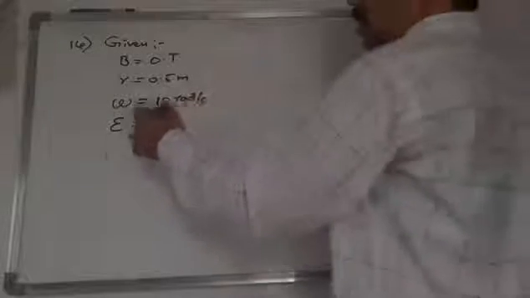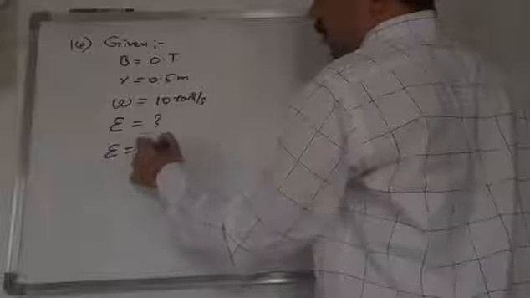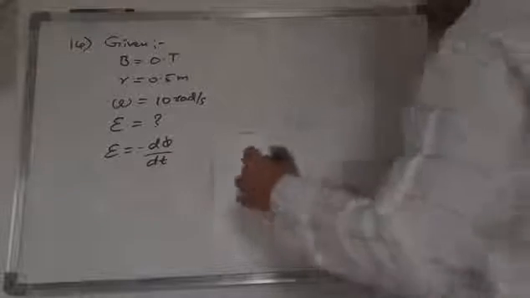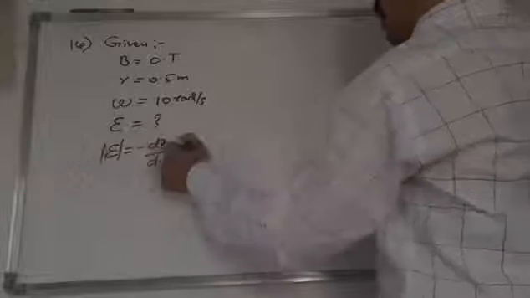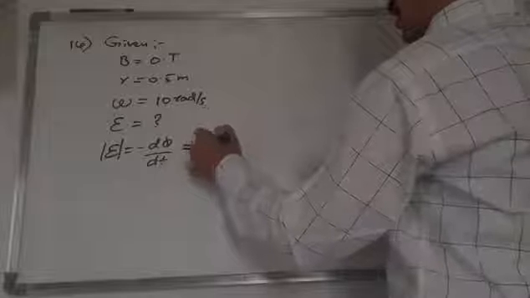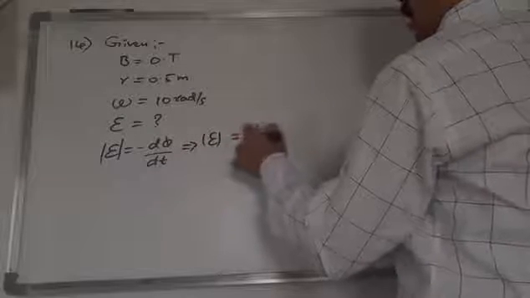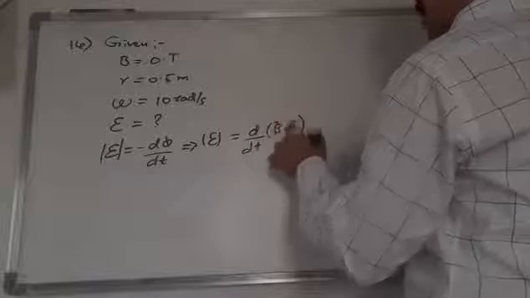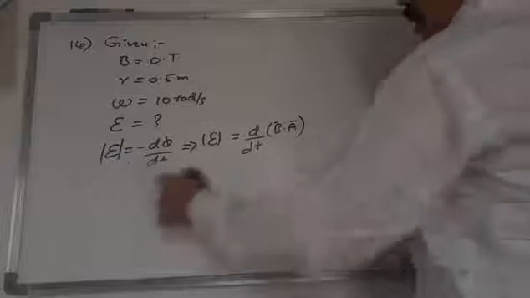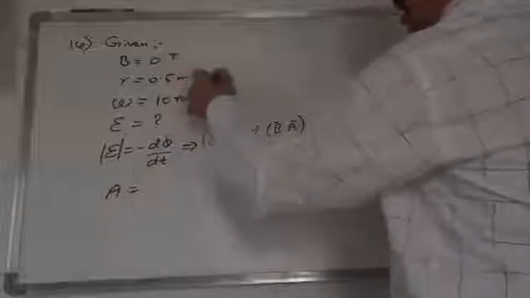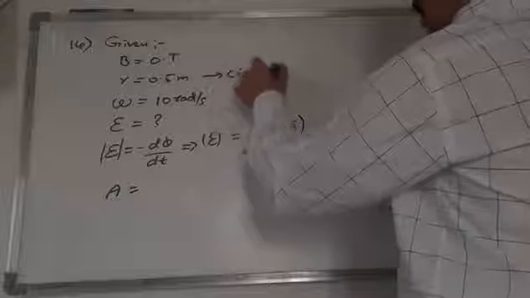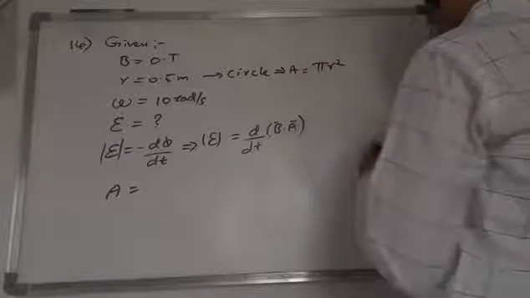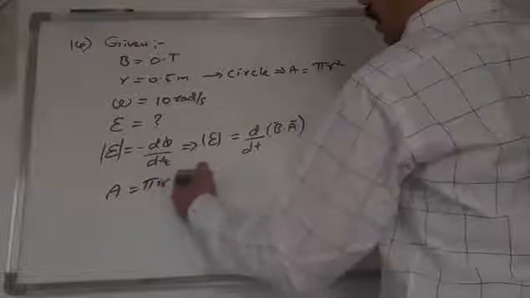First of all, we already know that EMF is equal to minus d phi by dt. This we know, right? So here, if I take the modulus, then I will get that E modulus must be equal to d by dt of BA. We know this one, right? And here A is the area, and since the radius is given, it is a circle. So the area of the circle we will get is pi r square. This is the area.